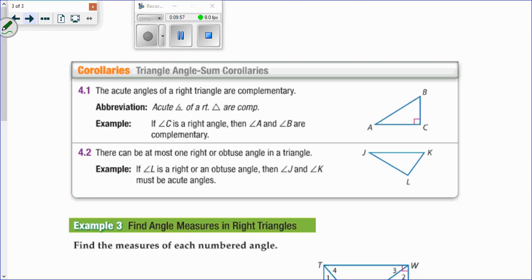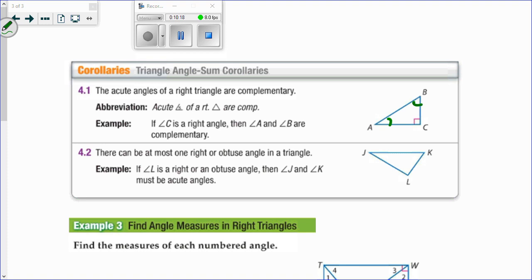We have a couple corollaries here to the triangle angle sum theorem. The acute angles of a right triangle are complementary. So we have an example. Angle C here is a right angle.